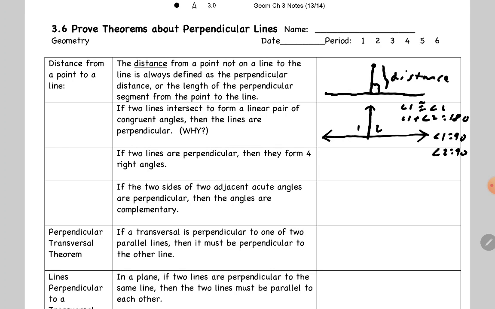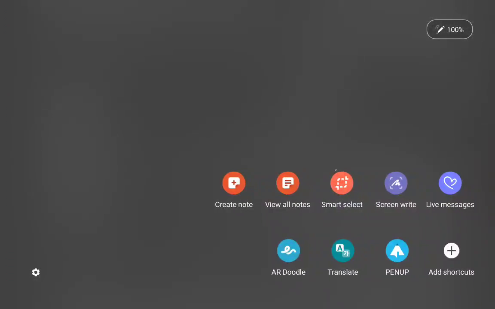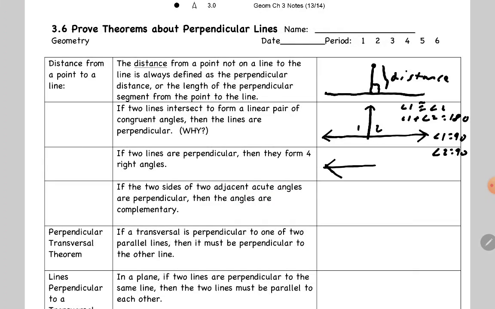So if two lines are perpendicular, then they form 4 right angles. And that is true. If these are perpendicular, you've got one right angle there, another one, and another one, and another one.